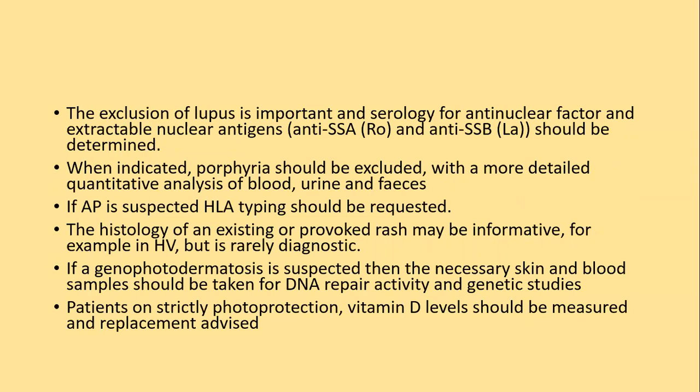Exclusion of lupus is important; serology for antinuclear factor and ENA like Ro and La should be taken. When indicated, porphyria should be excluded. If actinic prurigo is suspected, HLA typing should be done. Histology of an existing or provoked rash may be informative, for example in hydroa vacciniforme, but rarely diagnostic. In genophotodermatoses, it is necessary that skin and blood samples should be taken for DNA repair activity and genetic studies. In patients on strict photoprotection, vitamin D level should be measured and replacement advised.